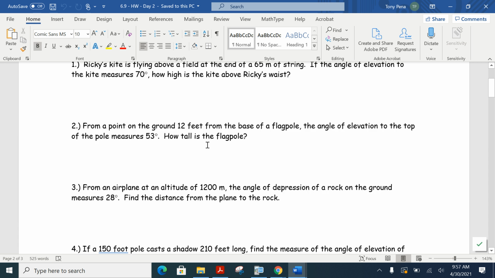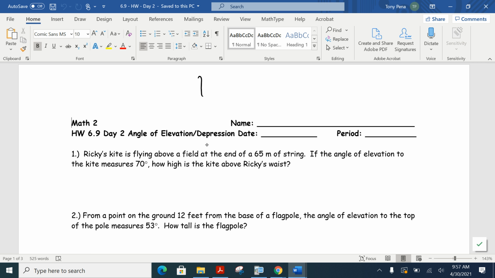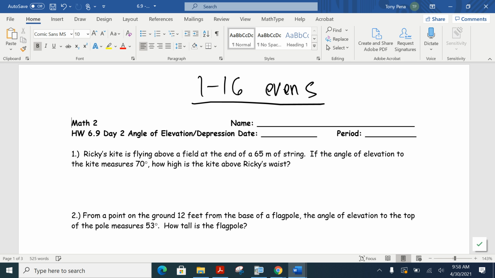Do the evens. Let me get some of those triangles. So we're going to do 1 through 16, and then you're going to do the evens. Okay, so it's the next 2 pages right after that. That way we'll get some of those triangle problems. We'll still get all these angle of elevation and depression problems, but then that'll be our homework for Monday.